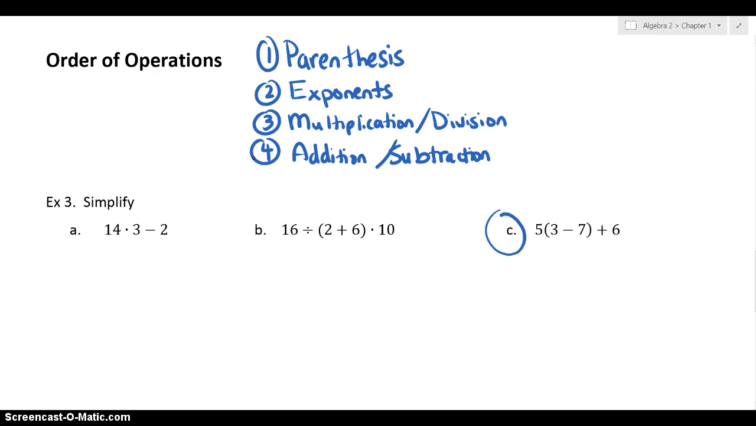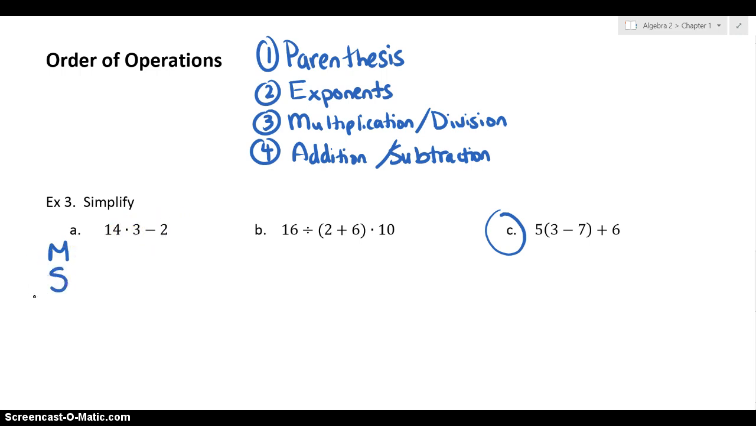Alright, so in example 3, we're going to use this idea to simplify. And it starts with 14 times 3 minus 2. So we have 14 times 3, so we have multiplication. So I'm going to put an M there for multiplication. And we have 3 minus 2, which is the subtraction.